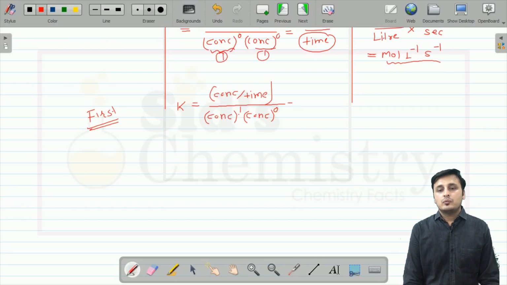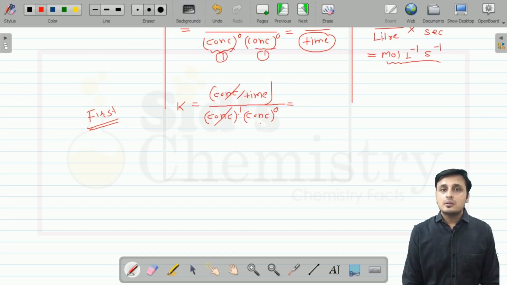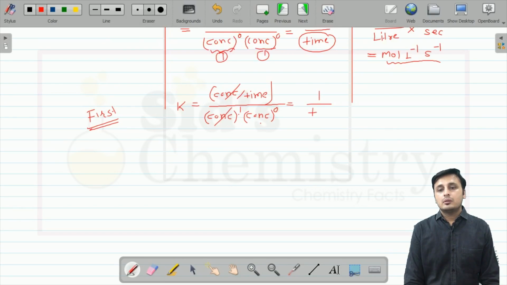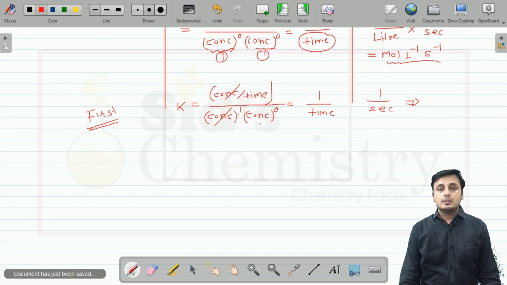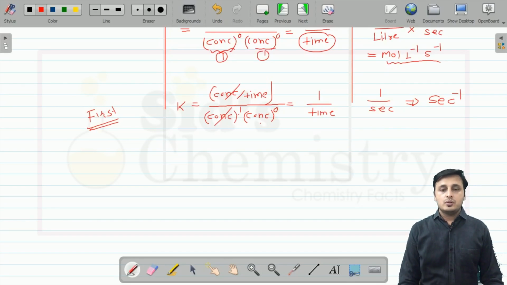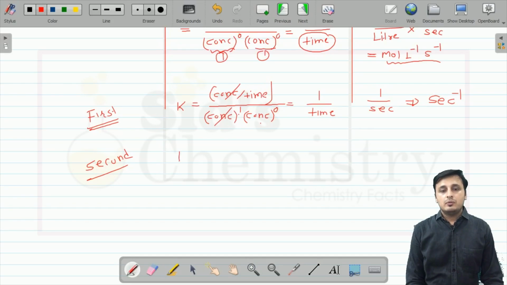Now if we simplify, it will become like this. This concentration and this concentration will be cancelled, and concentration raised to 0 will become 1. So ultimately we will end up with 1 upon time. And 1 upon time, if we write in the form of unit, will be 1 upon second. So finally the unit of K for the first order reaction will be second inverse. Now let us find the unit for the second order reaction.